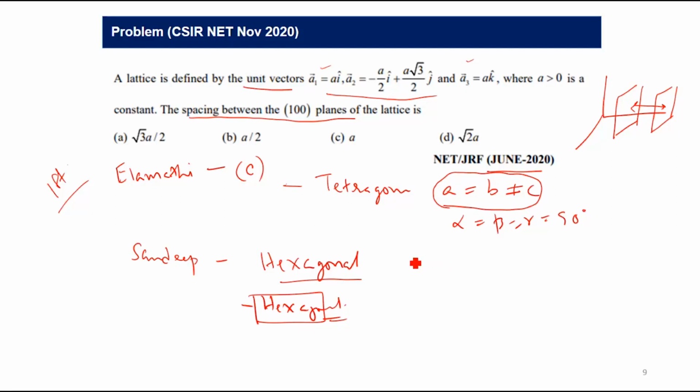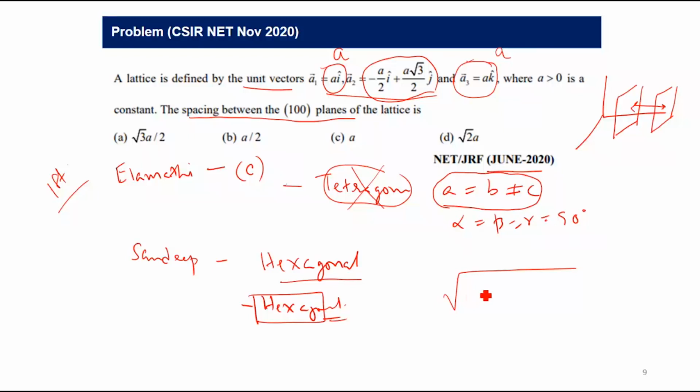Okay, let me just cut down this tetragonal. Tetragonal is not a possibility, Ilamati. Do you know why? What is the magnitude of this? The magnitude of this is A. What is the magnitude of this? The magnitude of this is also A. But this apparently looks to be different from A, but it is not. Why? Because it is something i cap plus something j cap. So what is the magnitude?